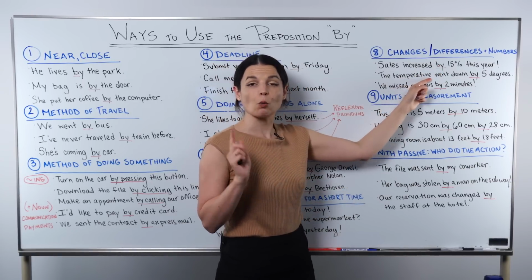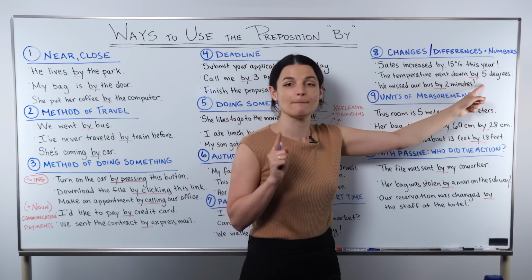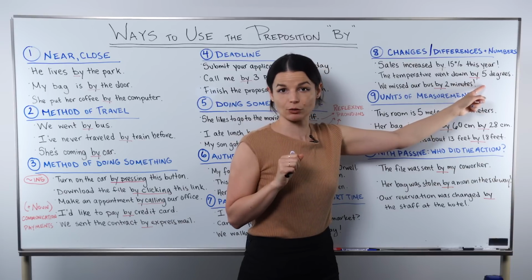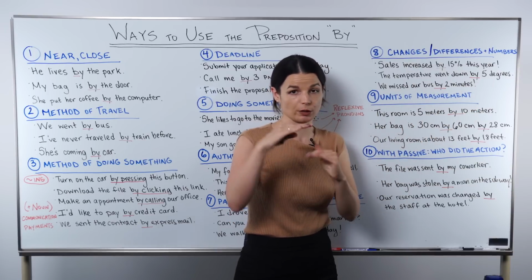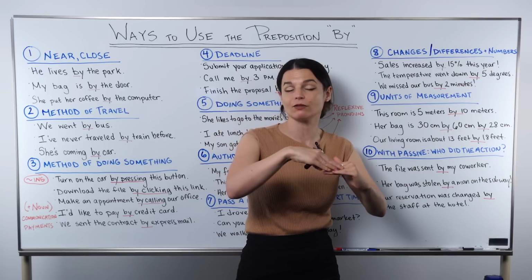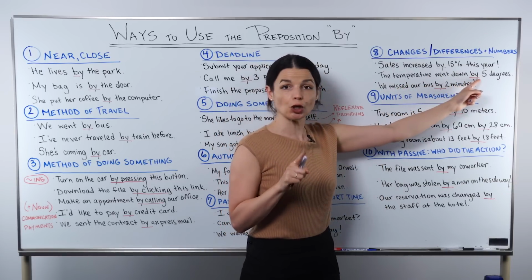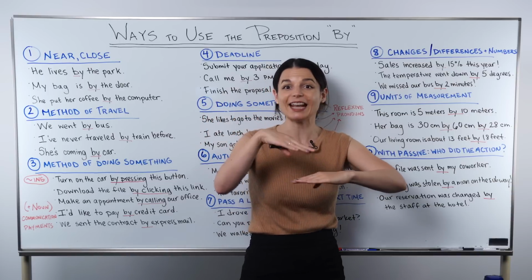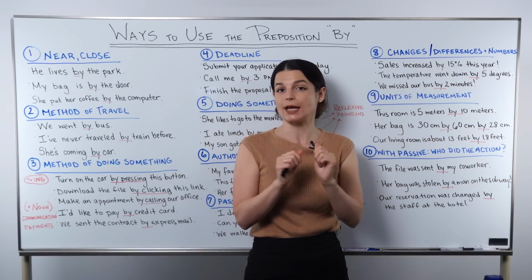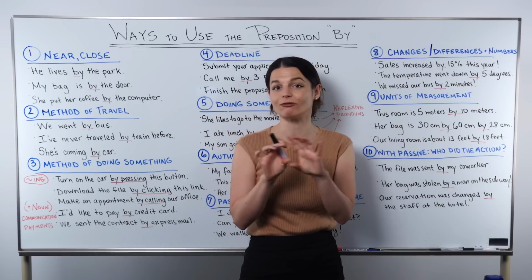The temperature went down by 5 degrees. So that means the temperature decreased by 5 degrees. This means the total change was 5 degrees. For example, from 30 to 25, that's a 5-degree change, right? Again, if we say the temperature went down to 5 degrees, that means the end temperature was 5 degrees. So again, we cannot use to and by in the same way. By tells us the change or the amount of difference.